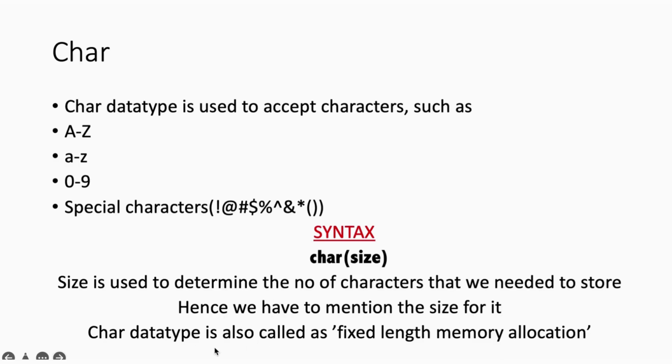The char data type is also called a fixed length memory location. What I'm saying is, we have to use a size, which is how many characters we are going to store. For example, if we are going to store cat, we have to mention 3, because cat has 3 characters. So it's also called fixed length memory location. Why it's called that, I will explain later.